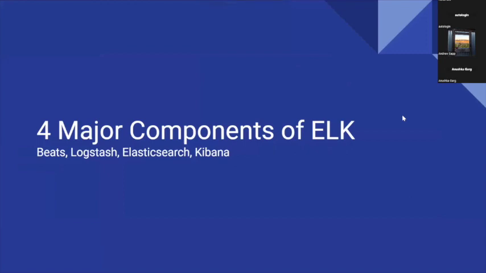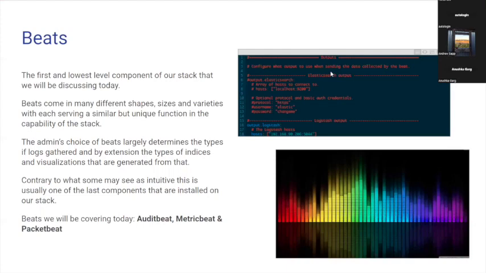Going forward with the major components of ELK. We have four major components: Beats, Logstash, Elasticsearch, and Kibana. Talking first about Beats, it is the first and lowest level of our stack that we are going to discuss. We will configure things and see the outputs to collect the data from the Beats.